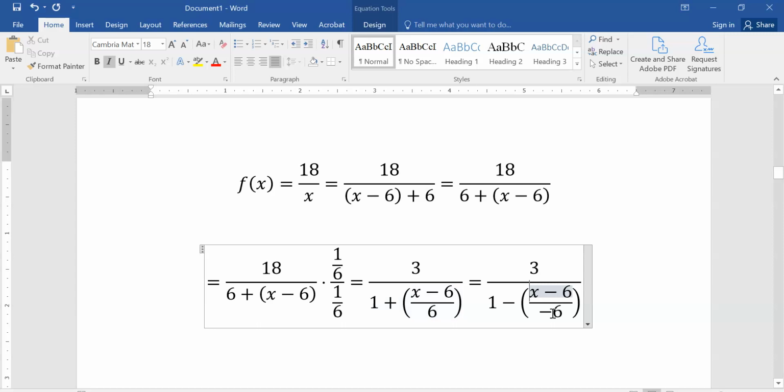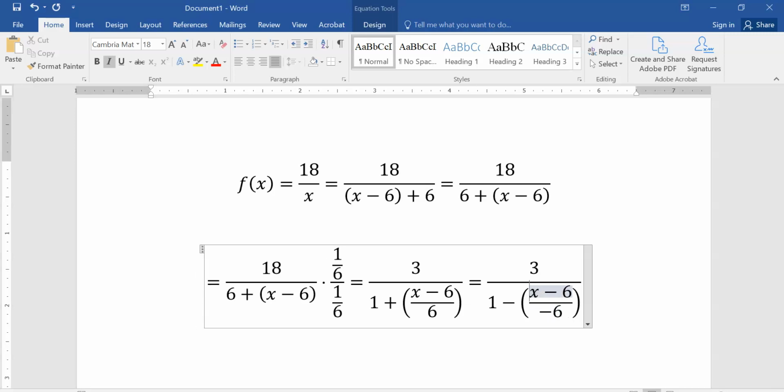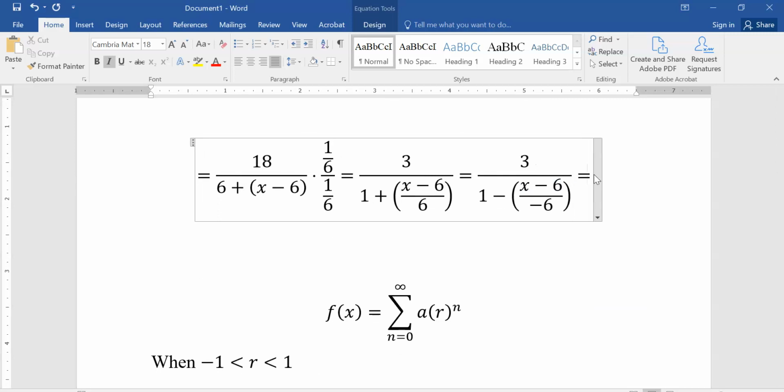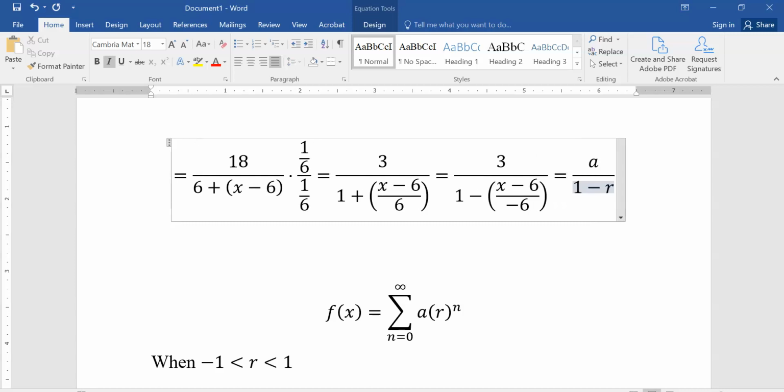Now I chose to distribute it into the denominator of the fraction. If you wanted to distribute into the numerator, you could have done negative x plus 6 into the numerator if you'd like. I tend to do it in the denominator just for my purposes. Sometimes the book does the distribution into the numerator though. Just FYI, they do it into the numerator more than the denominator. So there you go. Now I have my a over 1 minus r form that I'm looking for.